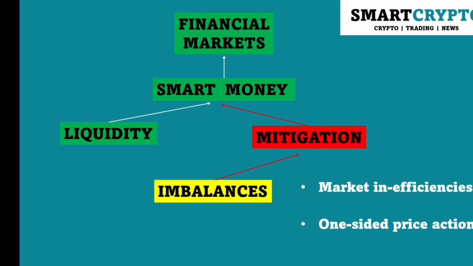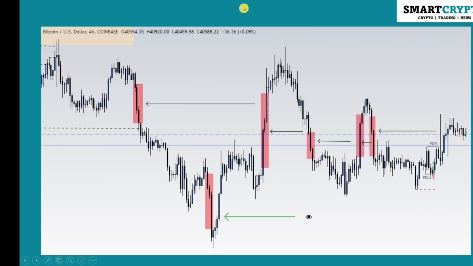When prices move fast, it can happen that only buyers or sellers get an opportunity to enter the market with one-sided market orders. In that case, smart money must act as a market maker and must fill the market inefficiency with matching orders. Sooner or later, smart money will bring back prices to these levels to mitigate the positions they were forced into.